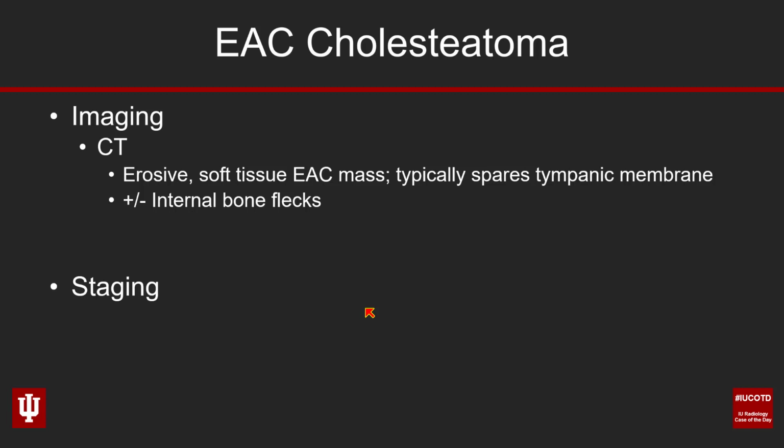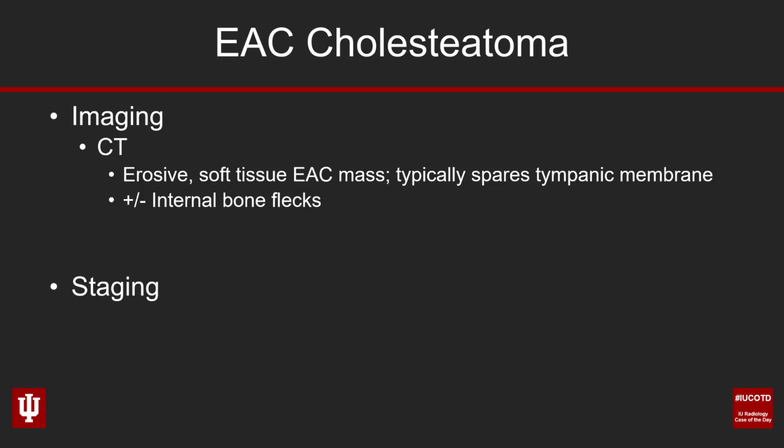And that's where CT and MRI can be quite complementary. So if you see those internal bone flecks and an erosive soft tissue mass centered in the EAC, you can feel quite confident that you're dealing with an EAC cholesteatoma. Yes, of course, they need to directly visualize. Yes, they probably should send it to histopathology to confirm that diagnosis, but you can feel quite confident in the diagnosis when you see those internal bone flecks.